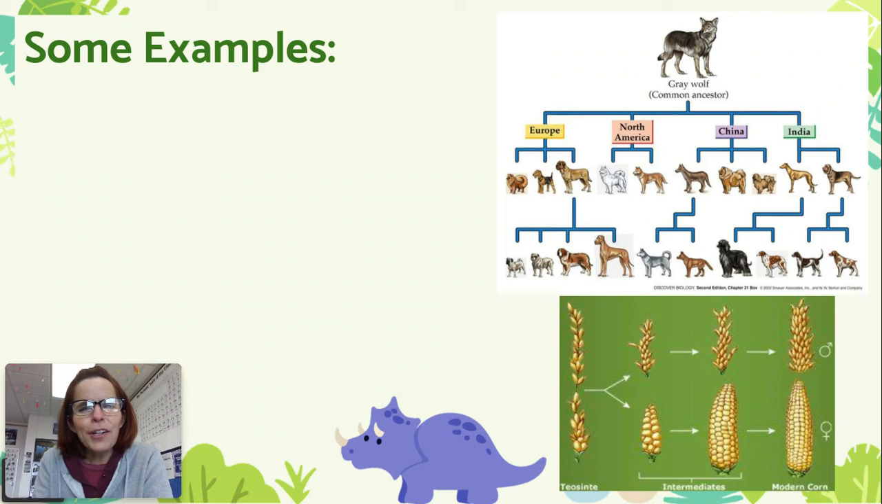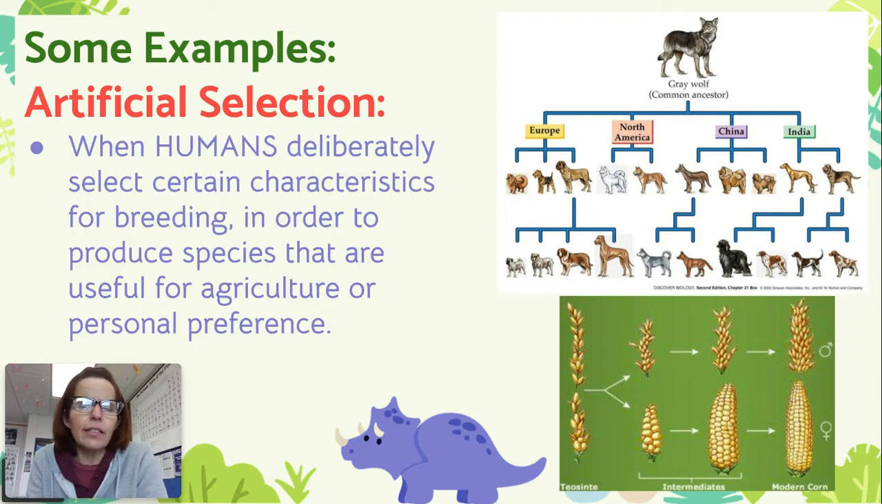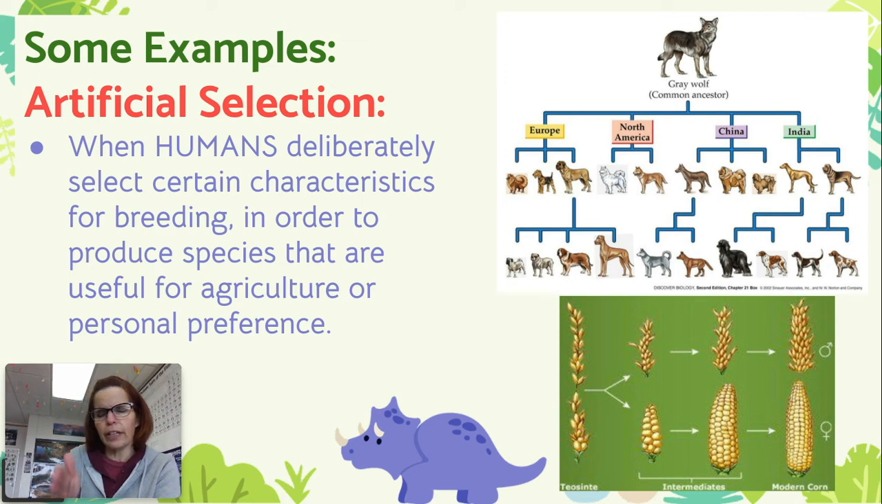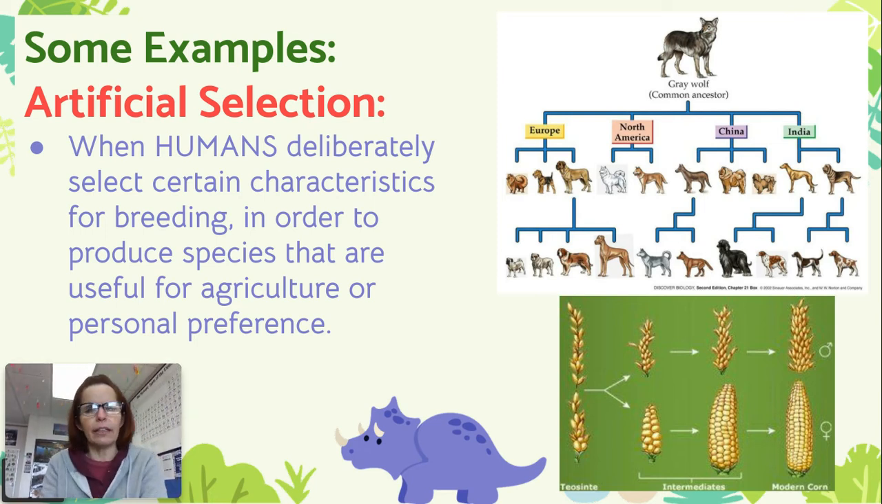All right, so here are some examples of what Darwin is talking about. The first one is artificial selection, and this happens at a very, very fast pace. Artificial selection refers to when humans are purposely choosing organisms with certain traits that benefit them. So usually for agriculture, or because they like it, it's cute, if it's an animal or something like that.